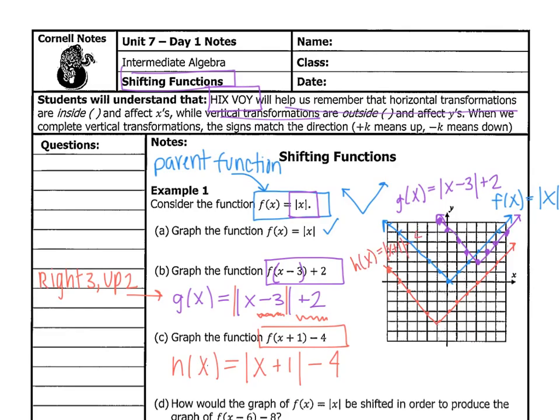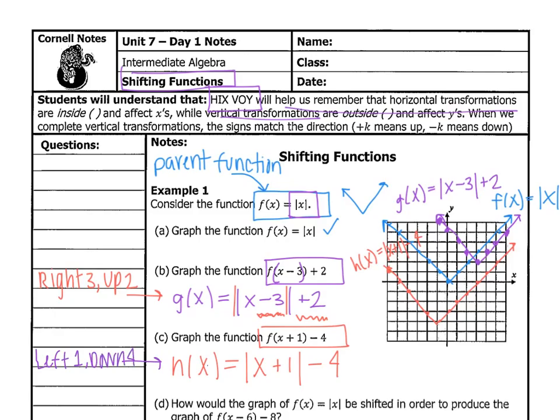Alright, so let's talk about what we see happening here. Going from our original parent function, the blue, towards our new function h of x in red. So you can see here that this time, if we look at the turning point or the vertex at 0, 0, we are shifting not towards the right this time, but towards the left. And it looks like we went left 1, down 4. So let's write ourselves a note. For part C, we went left 1, down 4.